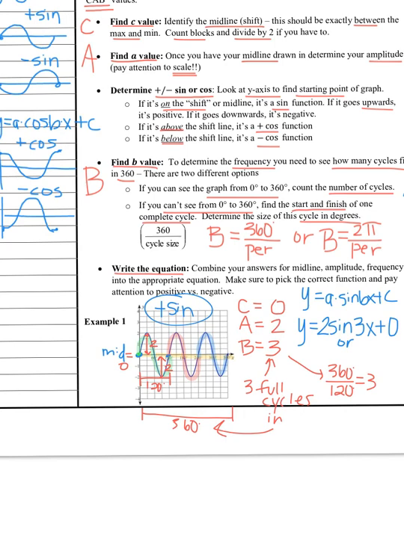Or instead of y equals, we could also write it as f of x equals 2 sine 3x, and not even write that plus 0. That's probably how you would see it more often. Okay, so let's go ahead and flip to the next page.